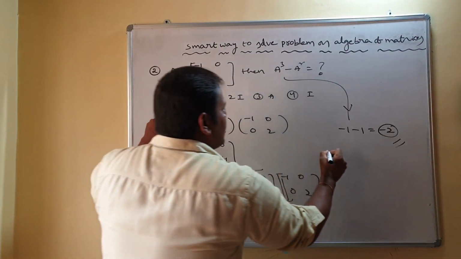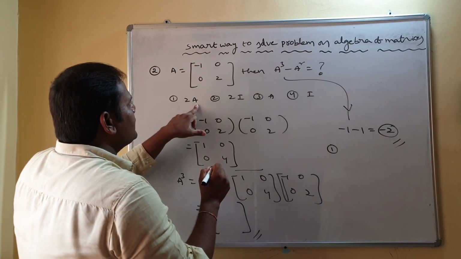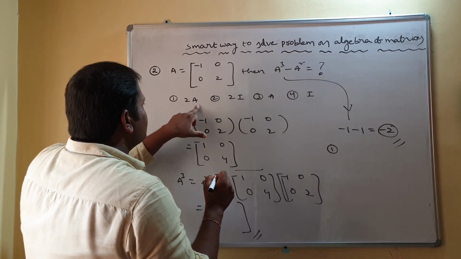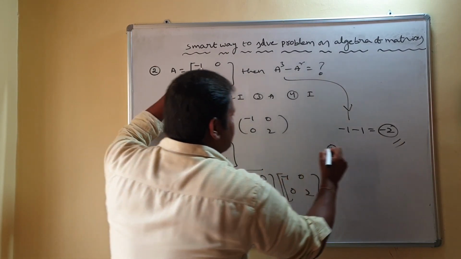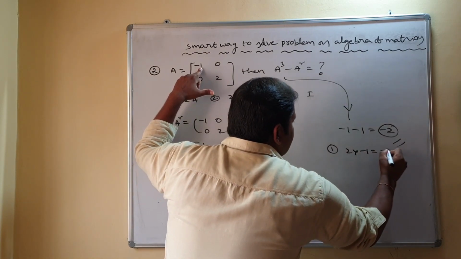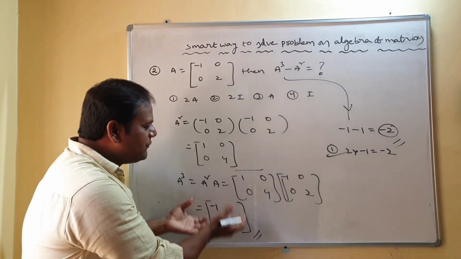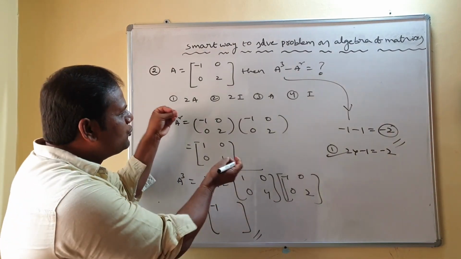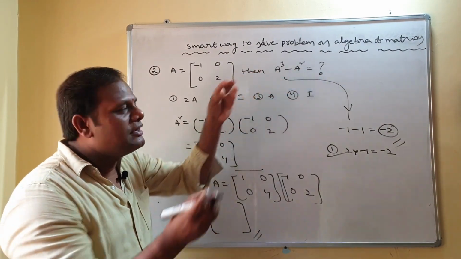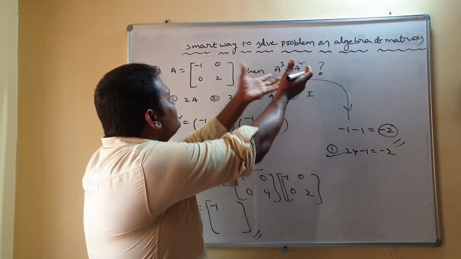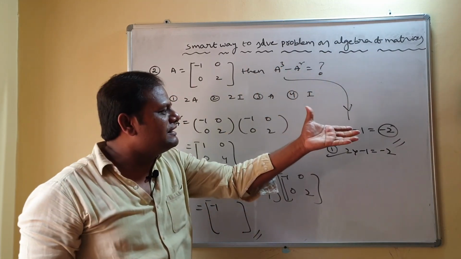So what is the first option? 2 into A. In 2 into A, what is the first element? 2 into minus 1. Is it minus 2? Yes. So that is correct. So no need of simplifying completely. Just find the first elements in every matrix, put them in, then you can verify the options easily and give the answer.